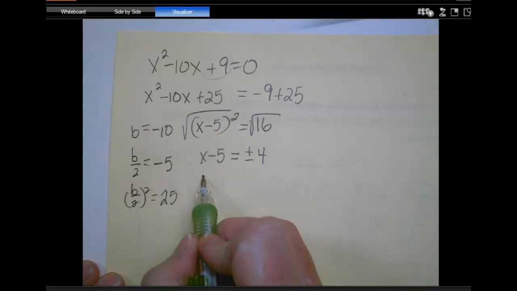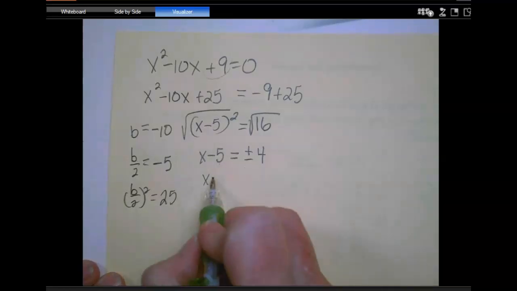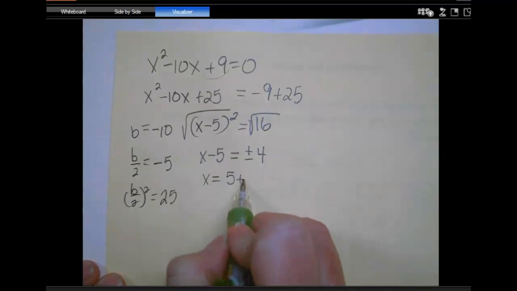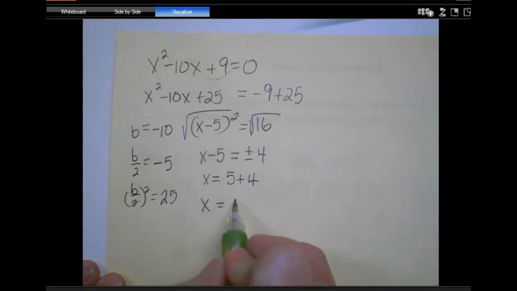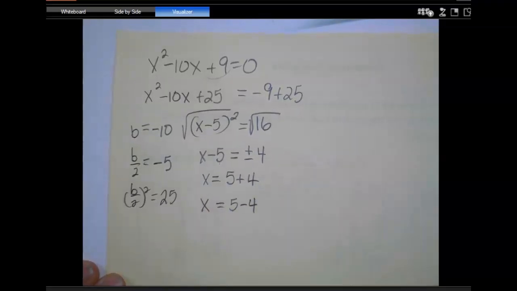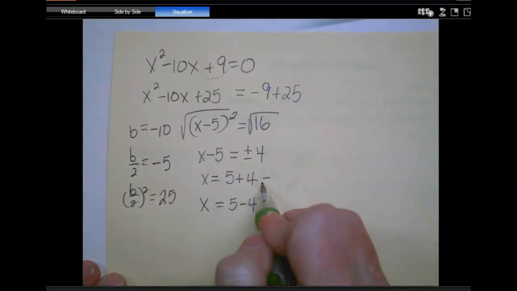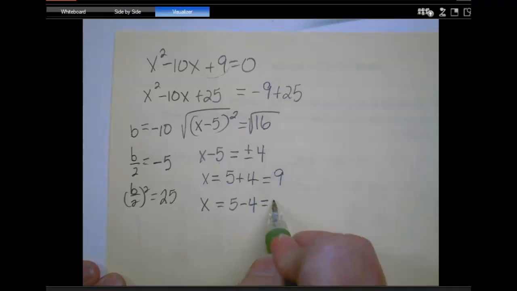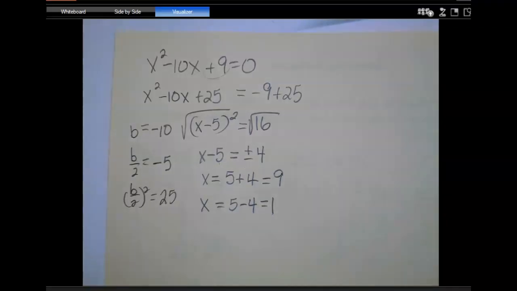The x isn't by itself. So I have to add 5 to the other side. So I'm going to get 5 plus 4 and 5 minus 4, because I did the plus and the minus. So 5 plus 4 gives me 9, and 5 minus 4 gives me 1.